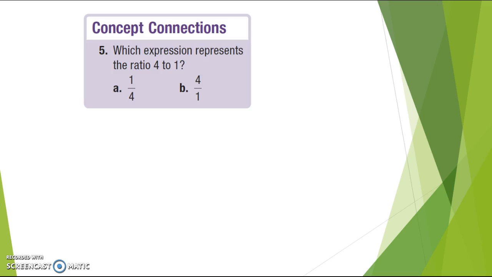Now look at this one. This one says, which one represents the ratio 4 to 1? 4 is the first number, so if you were writing it in terms of a fraction, it would always be the top. So that would be letter B on this one.